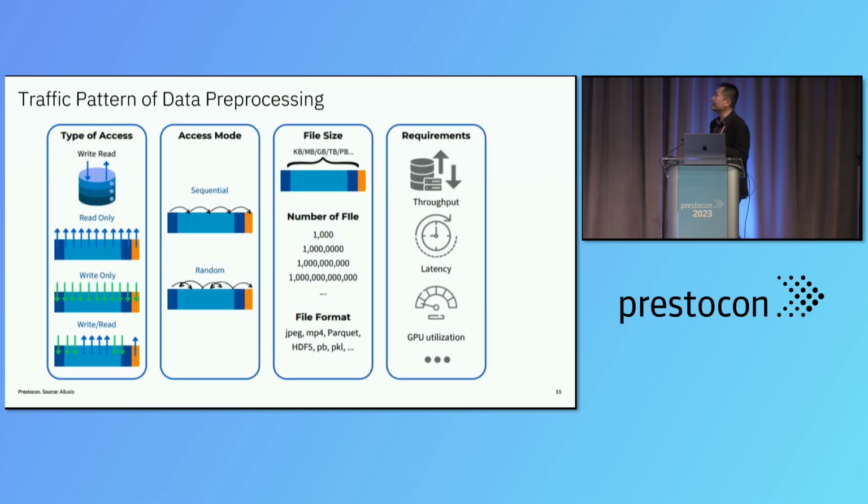And as I mentioned, we have different data patterns. The most important one is the sequential read. If you're talking about images or video, it's a sequential read, am I right? But it's not always true. And when we're talking about structured data, it's random.